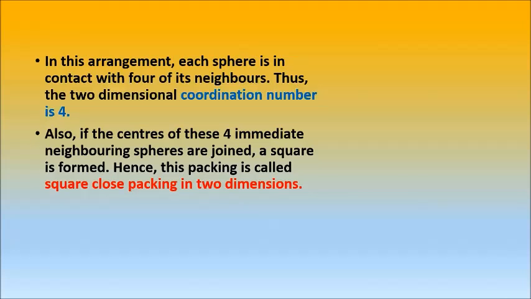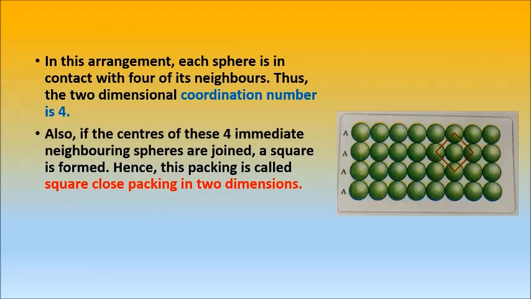Hence, this packing is named square close packing in 2 dimensions. The same diagram we have seen here, this one. We can see the first layer, second, third and fourth layers. Take any one of the spheres. How many spheres will be attached to it? This one: 1, 2, 3 and 4. When you join these spheres together, you will get a square. Because of that square, it is named square close packing.